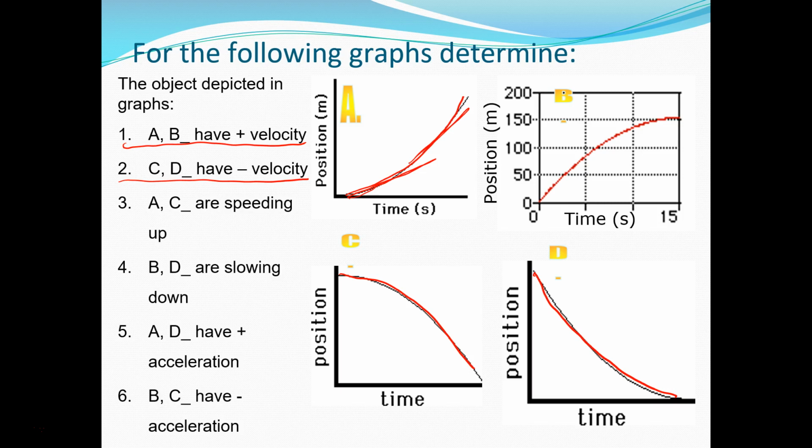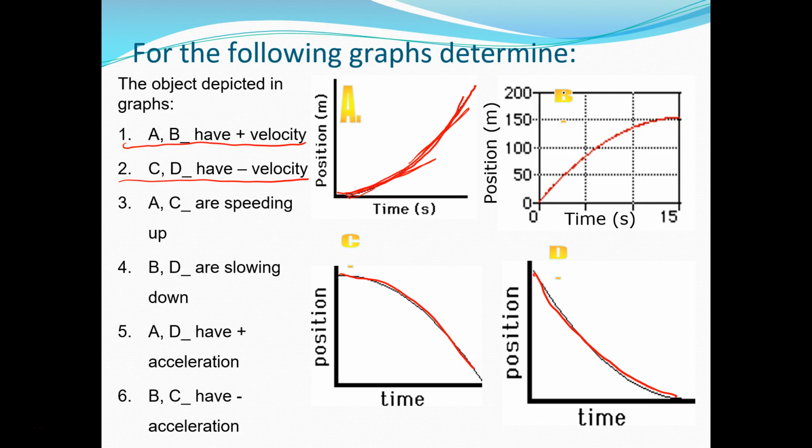Now speeding up and slowing down. Well, in order to speed up, our graph needs to get steeper. And it needs to get steeper and steeper in the positive direction or steeper and steeper in the negative direction. If we look at A, we can see that we get steeper and steeper in the positive direction. That means that we're speeding up. And if we wanted to prove this, we could draw a whole bunch of different tangent lines, and we would see that the slope of each of those tangent lines at different points in time is going to have a bigger and bigger magnitude, which means we're speeding up.